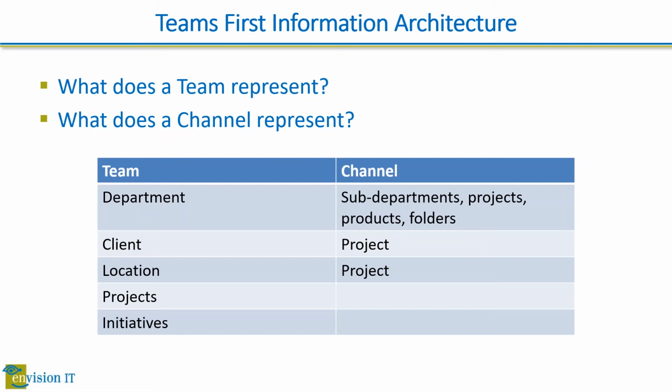So if we take Envision IT, for example, I mean, we are a consulting organization. We do projects for clients. I mean, that's the bulk of our delivery work. So we have your typical department level teams, and they can have channels for sub-departments and things like that. Through that, we see that in all organizations. But what we've decided is that we're going to make teams from a delivery point of view represent our clients, and channels represent our projects. And that works really well.